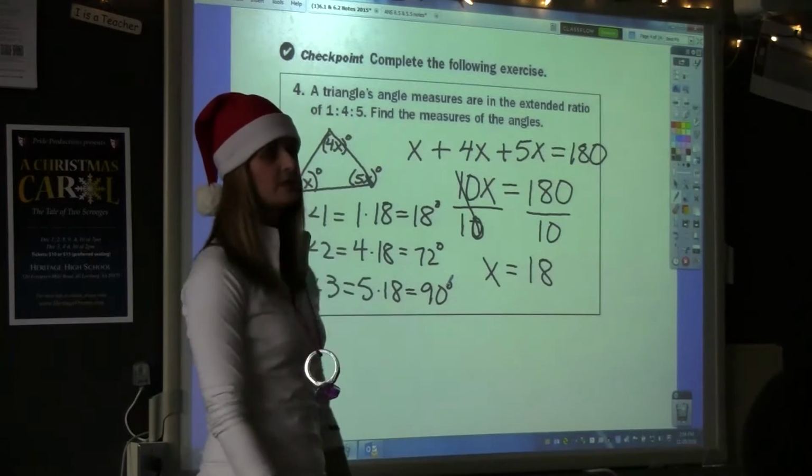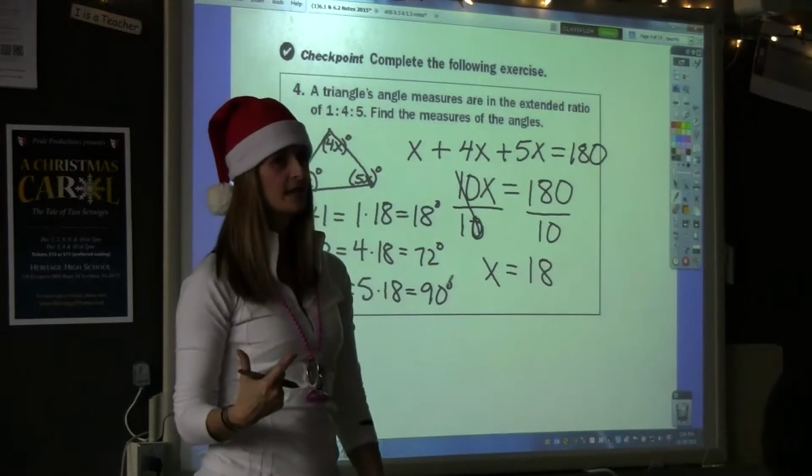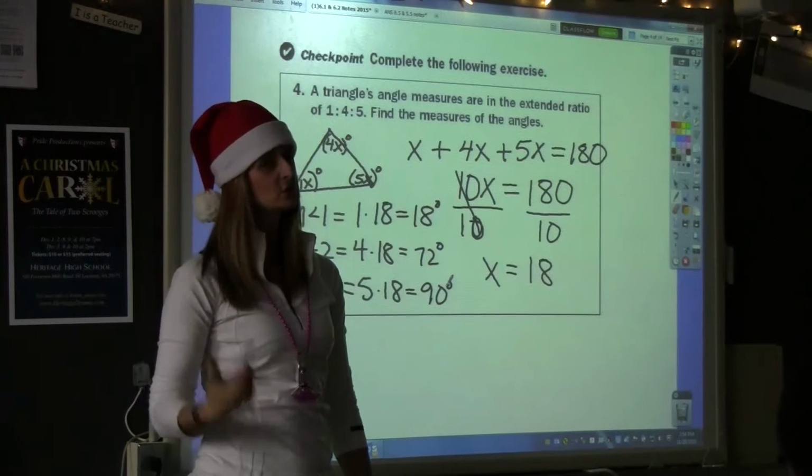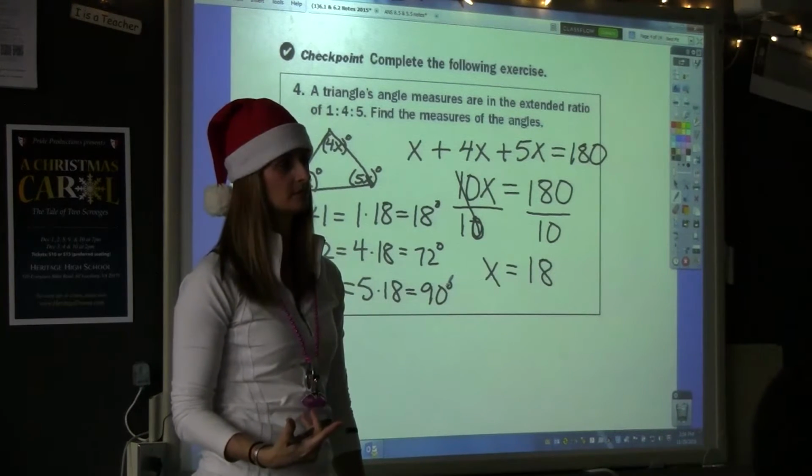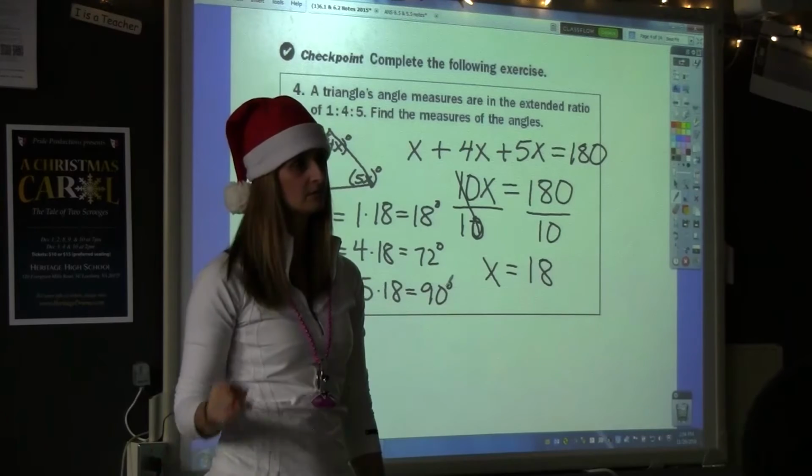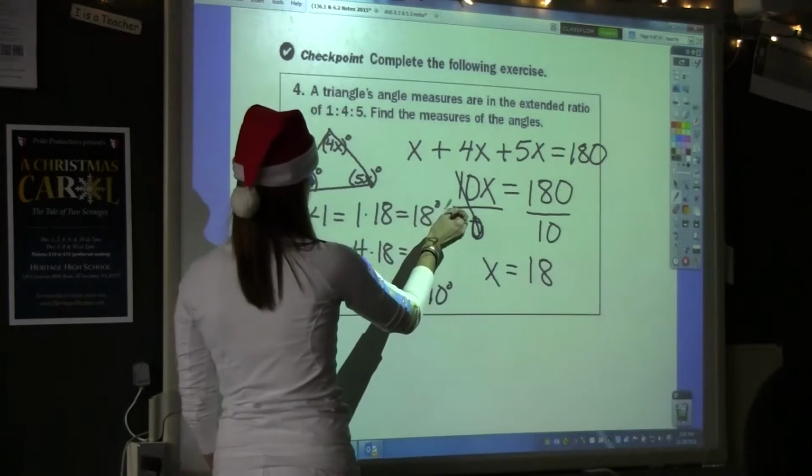Once you get those 3 angles, you're taking a quiz. Add them up, make sure they add up to 180 degrees. Because if they don't, you made a mistake, you gotta go back.